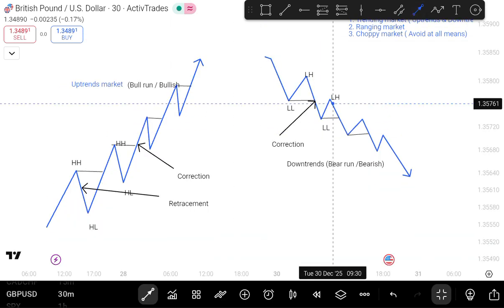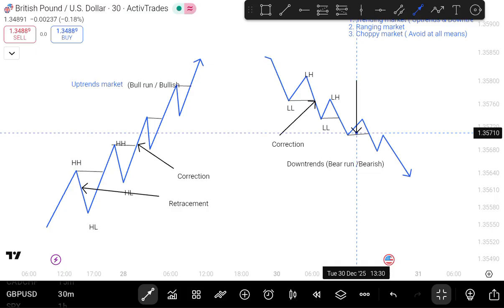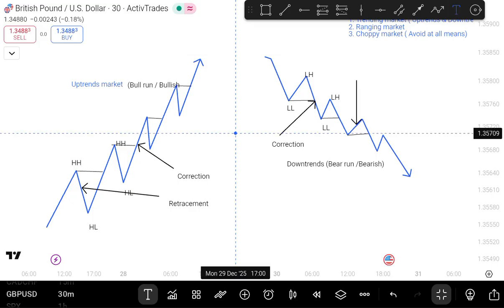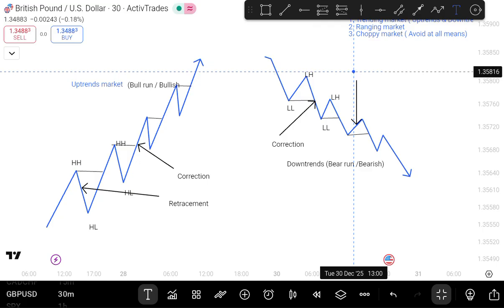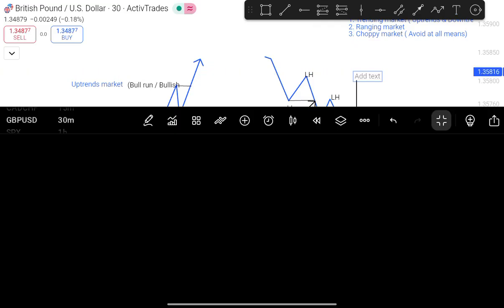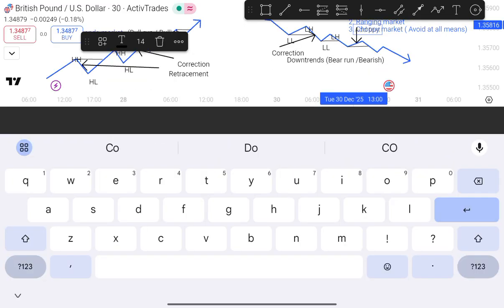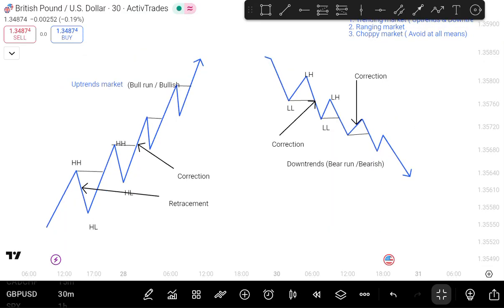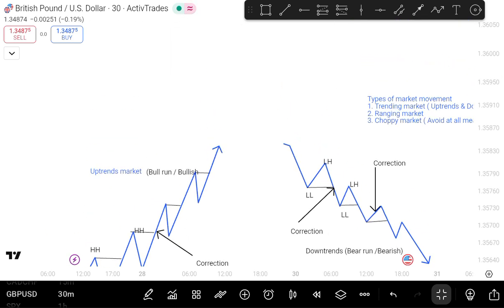Why is this one called a retracement? This one is retracing in the opposite direction. I've told you the market will not move in a straight line. This is called a correction. So for the trending market, we always have a retracement and a correction.